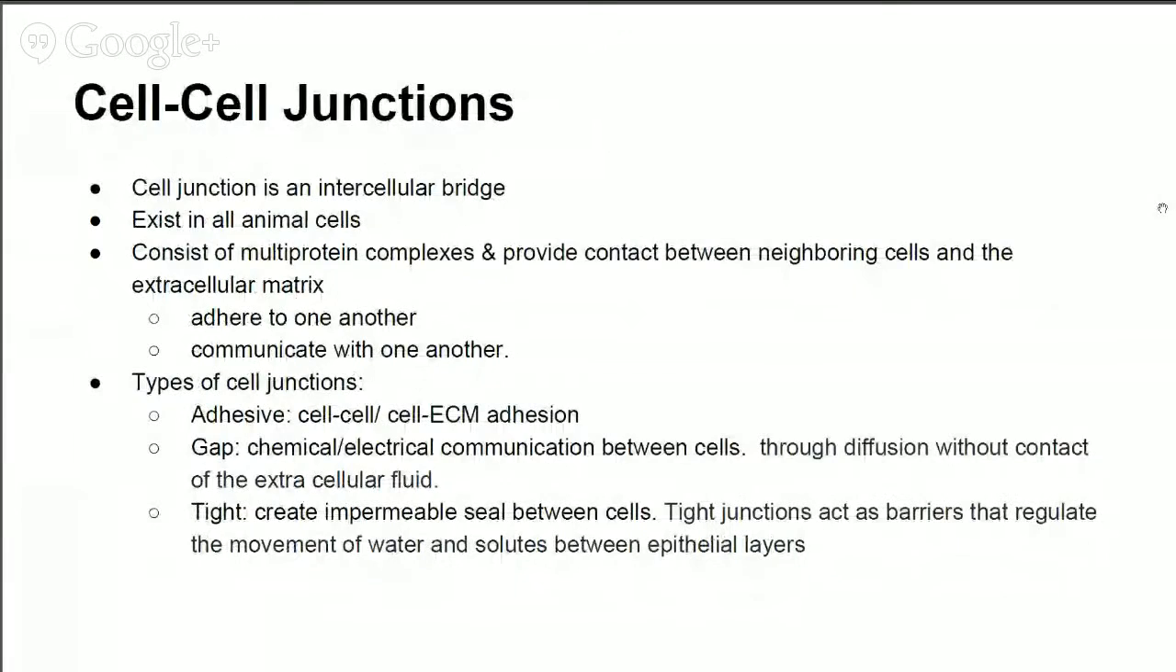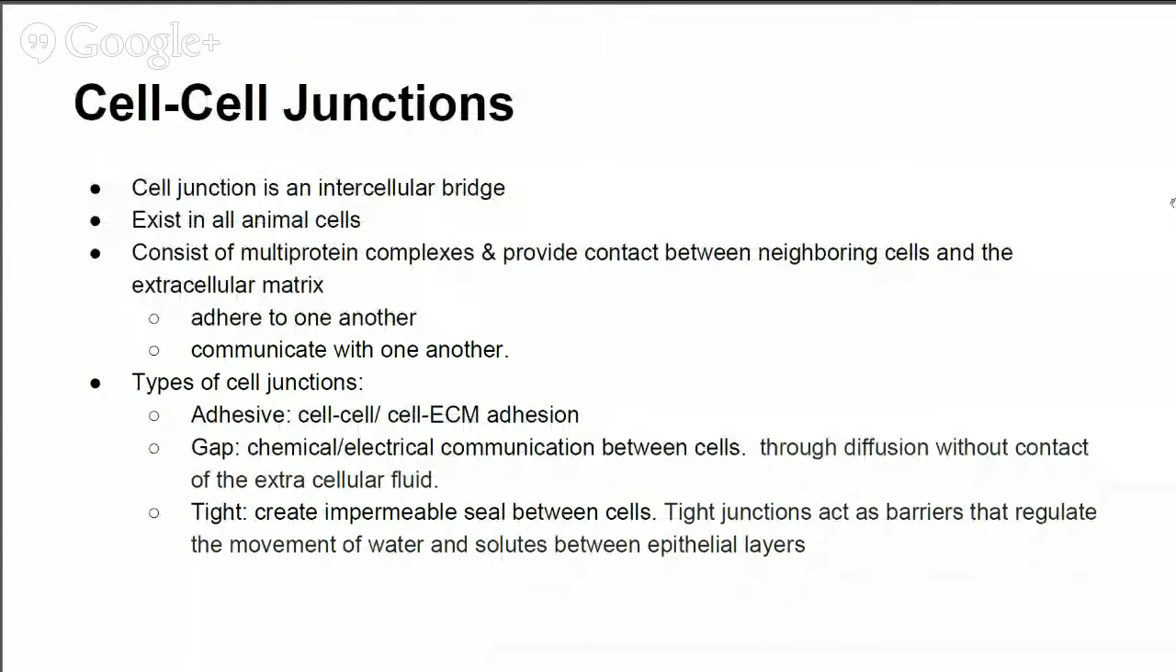So, my name is Bria, and I'll be talking about cell junctions. And cell junctions are intercellular bridges that exist in all human cells. They consist of multi-protein complexes and provide contact between neighboring cells and the extracellular matrix, allowing them to adhere to one another and communicate with one another.